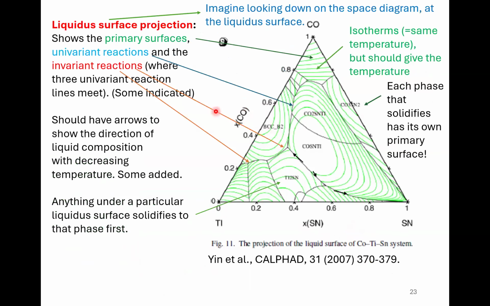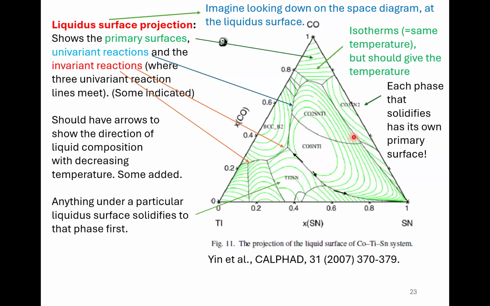So what does the liquidus surface tell you if you've got one? Well, on these, if you're on one of these surfaces that's bounded by lines, you know that this phase forms first. If you're on there, this phase forms first. This is a modelled one because it's in the CALPHAD journal, more of that later. And they haven't put arrows on this, so I put some of them on.